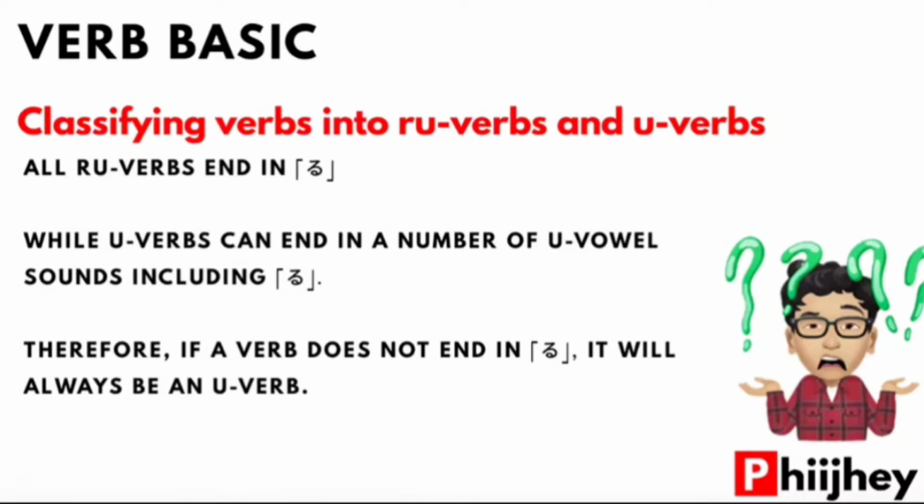Before we can learn any verb conjugations, we first need to learn how verbs are categorized. With the exception of only two verbs, all verbs fall into the category of ru-verbs and u-verbs. All ru-verbs end in ru, while u-verbs can end in a number of u-vowel sounds, including ru. Therefore, if a verb does not end in ru, it will always be a u-verb.